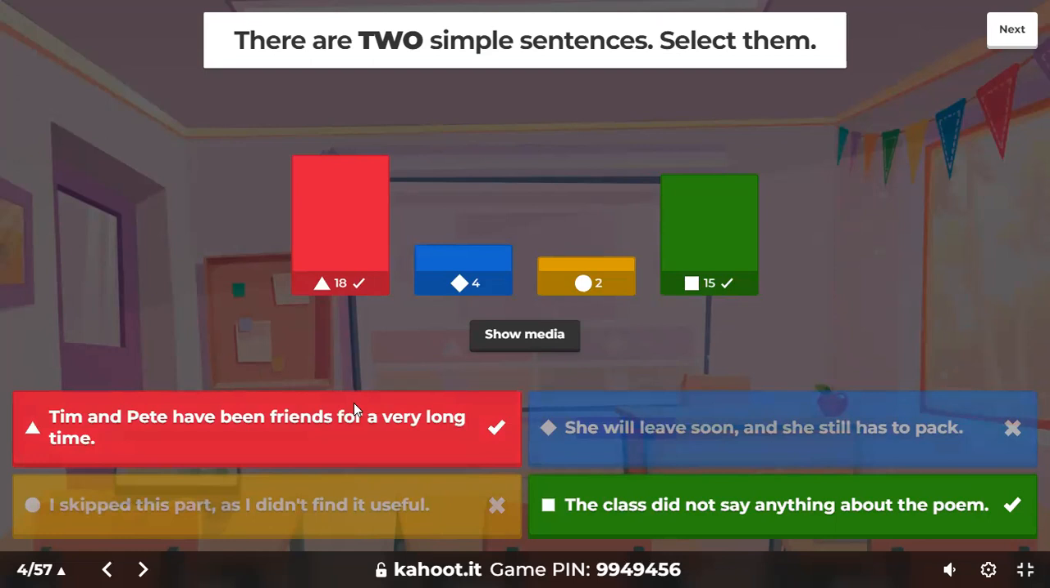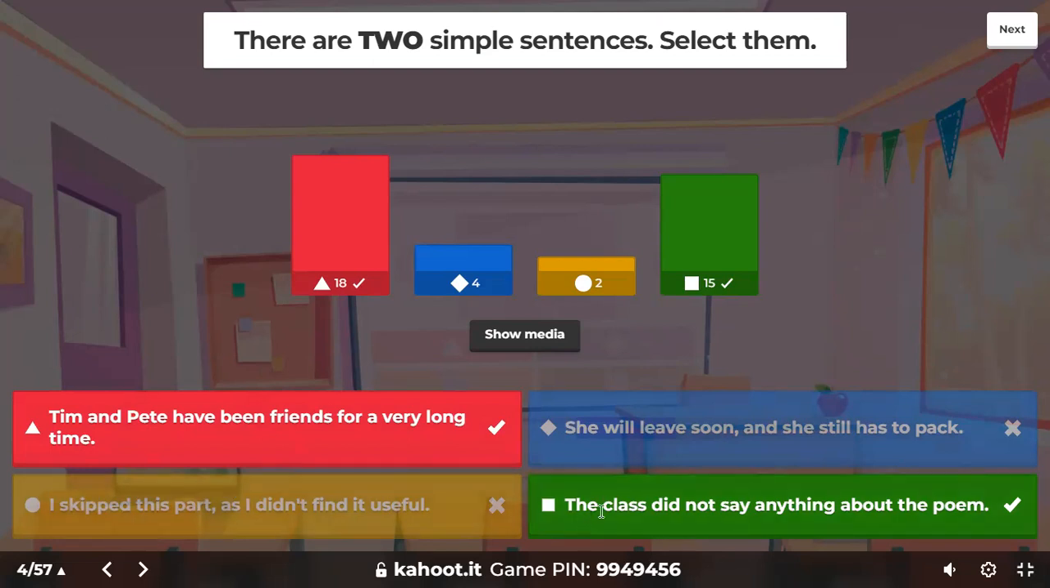Okay, I skipped this part as I didn't find it useful. Well, this is wrong. This is a complex sentence. We have two clauses. I skipped one clause. I didn't find another clause, and they are joined by a subordinating conjunction. In this case, it's as, which means because. Now, this is a complex sentence.